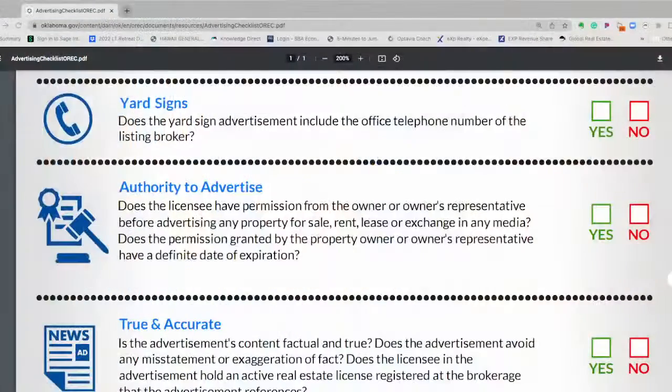But they're going to give you a question, and if the broker's phone number is not in that question and they want to know if that's a legal ad, it's not, okay? So don't miss that question.